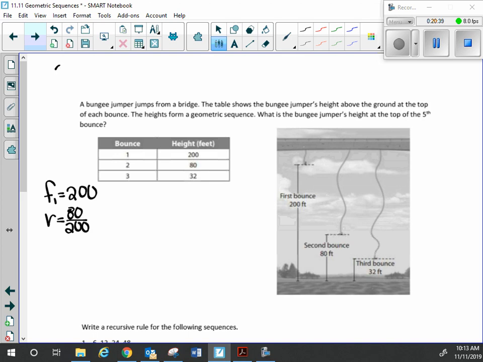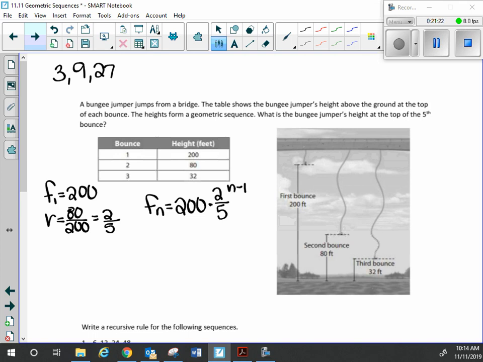If you had 3, and then you had 9, and you had 27, I know that you guys can look at that and tell me that the ratio is 3, but how do you get 3 from that? I do 9 divided by 3, right? So the second divided by the first, we're doing the same thing. 2 over 5. Good. So now, my explicit rule, f of n equals 200 times 2 over 5 to the power of n minus 1.